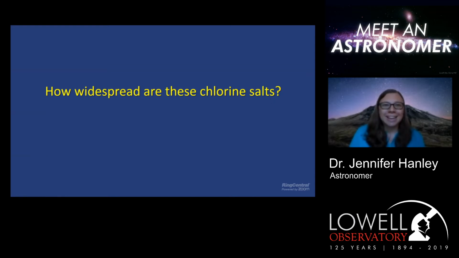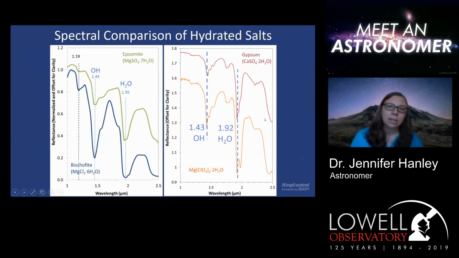So where are these salts and how widespread are they? How do we find them? Some of the work that I've been part of is looking at the spectra of these salts to try and identify them on various planetary bodies. Here we have a couple of different examples. On the x-axis for both, we have from 1 to 2.5 microns. That's the near-infrared region of the spectrum. What we're looking at when we look at these wavelengths is reflected sunlight.